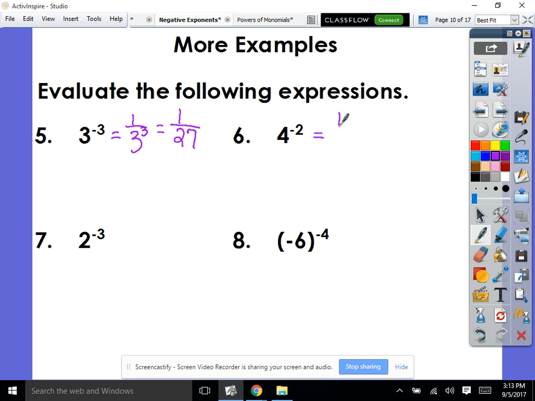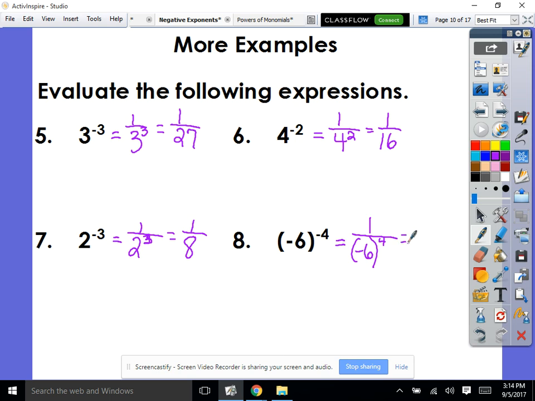4 to the negative 2 is the same thing as 1 over 4 squared, which is equal to 1 over 16. 2 to the negative third power is 1 over 2 to the third power, which equals 2 times 2 times 2 equals 8, so 1/8. And finally, negative 6 to the negative fourth power would be 1 over negative 6. We need to leave that in parentheses, to the fourth power.